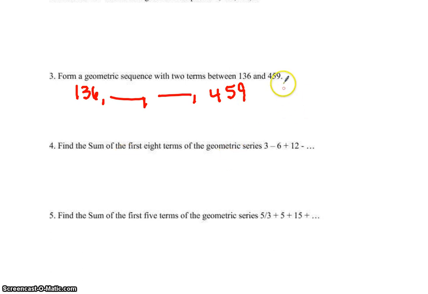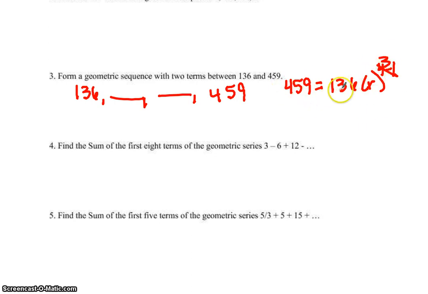So what you're going to do is start by taking this 459 so you can figure out what r is. You've got to know r. So you're going to say 459 is equal to a to the 1, which is 136, times r to the n minus 1. This is the fourth term, so 4 minus 1, so that would be 3. So you've got 459 is equal to 136 r to the third.